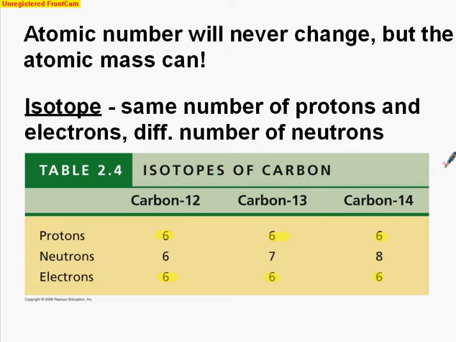So you've got 6 plus 6, protons plus neutrons, equals 12, carbon 12. 6 plus 7 gives us carbon 13. 6 plus 8 gives us carbon 14. So the 12, 13, and 14 are referring to the mass numbers that are changing as a result of the different numbers of neutrons. Protons are constant.